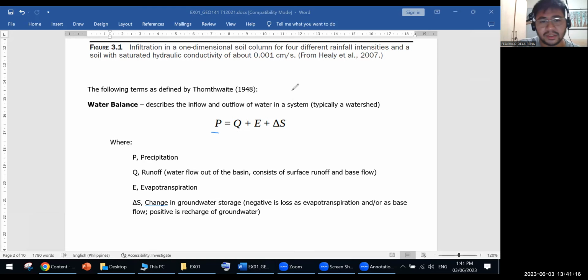All right. For now, let's start with the first letter P, precipitation. This is rainfall.